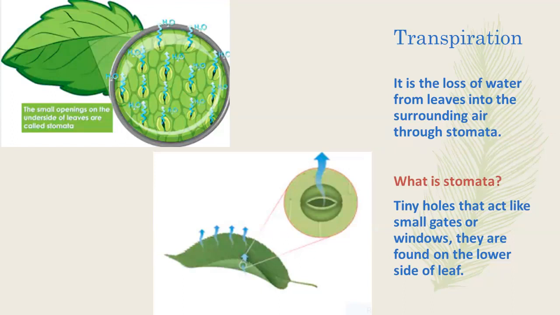That is called transpiration. What is transpiration? It is the loss of water from leaves into the surrounding air through stomata. These small holes are called stomata. They are found under the leaf, on the inner side of the leaf. What are stomata? Tiny holes that act like small gates or windows. They are found on the lower surface of the leaf. Water escapes from these holes. This loss of water is called transpiration.